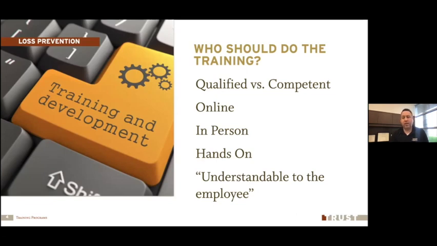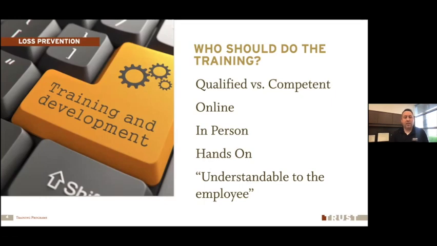So there's lots of different methods. There's online training, there's webinars, there's in-person trainings, online seminars are another option, hands-on training. Sometimes it's very specific to a type of equipment being used or a demonstration that's needed to understand a procedure. So it could be an in-person and hands-on training.